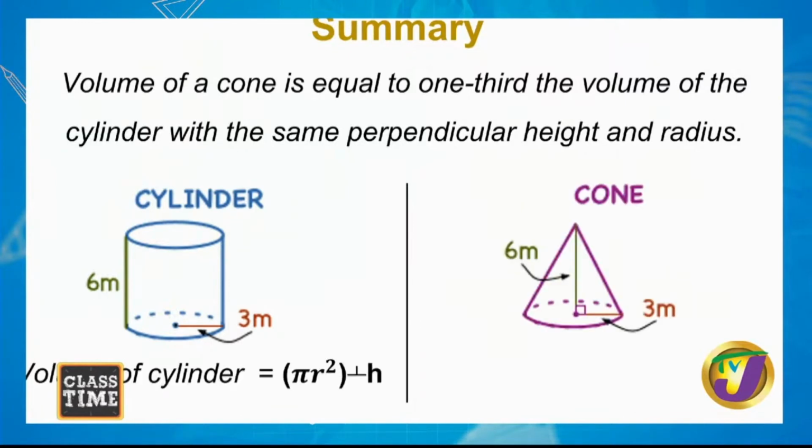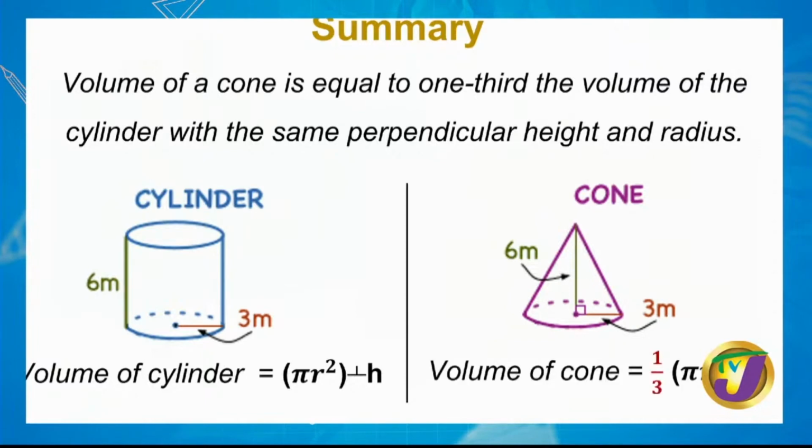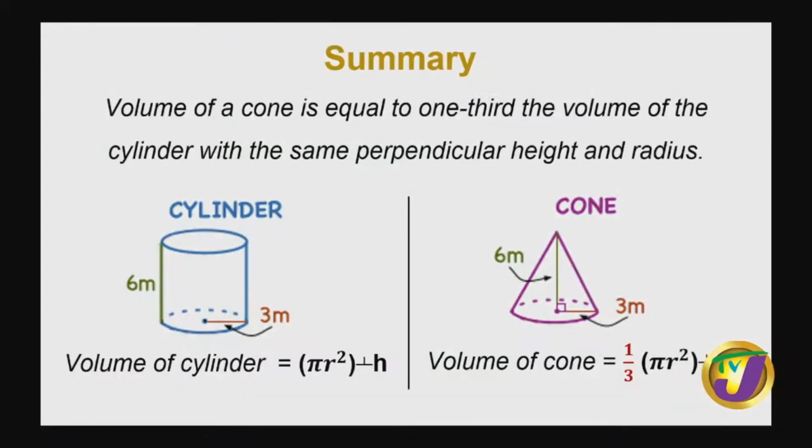We discovered before that the volume of a cylinder is found using the formula pi multiplied by r squared multiplied by perpendicular height, or multiplying the area of its cross-section by its perpendicular height. So therefore, for the cone, if it's 1/3, then it's 1/3 multiplied by pi multiplied by r squared multiplied by perpendicular height. In other words, 1/3 the area of the base multiplied by its perpendicular height.